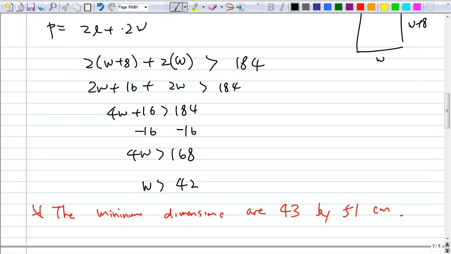So if it's 43, where did I get 51 from then? Danielle, where did I get 51 from? Right. I have to do 43 plus 8. That's where I got 51 from, because we said that the length was 8 centimeters longer than the width. So if the width is 43, the length has to be 51. Correct? It's pretty straightforward. I think a lot of you are getting this. Okay, good. Let's try the next one.